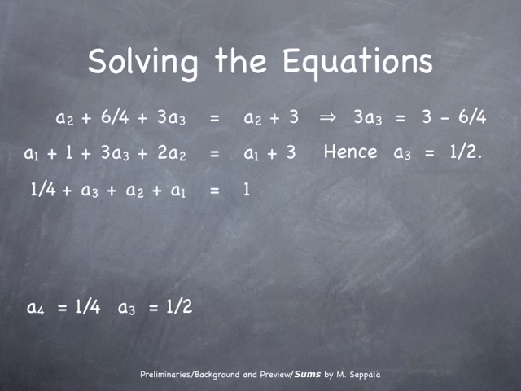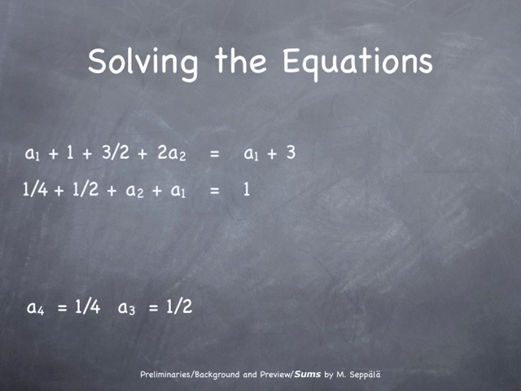We substitute those values to the remaining two equations, and we have a1 plus 1 plus 3/2 plus 2 times a2 equals a1 plus 3. And the last equation is 1/4 plus 1/2 plus a2 plus a1 equals 1. And we have values a4 equals 1/4 and a3 equals 1/2. Now, of the first equation shown here, a1 cancels out. Therefore, we can solve for a2, and we get a2 equals 1/4.